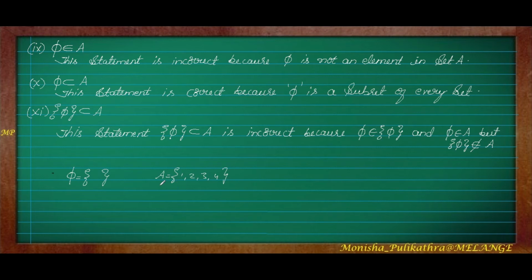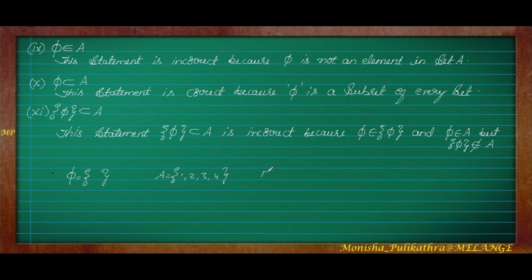For each and every set, if you take B is equal to {3, 4, 5} or C is equal to {X, Y, Z}, anything you can take, each and every set has the null set as a subset, because the null set is always there beside a set. So the null set is a subset of A, but the null set doesn't belong to A. You have to keep it in mind carefully.